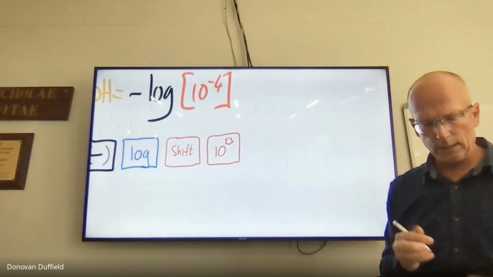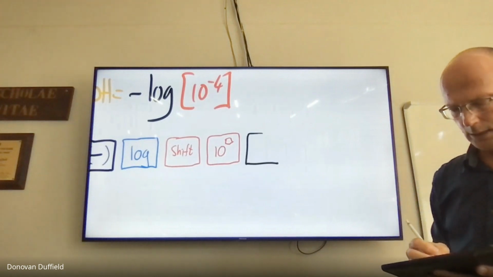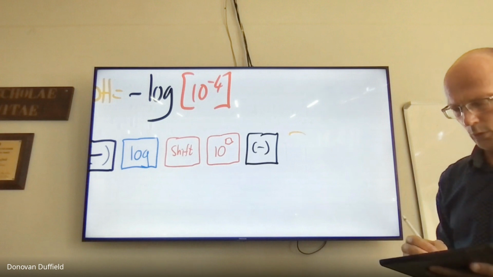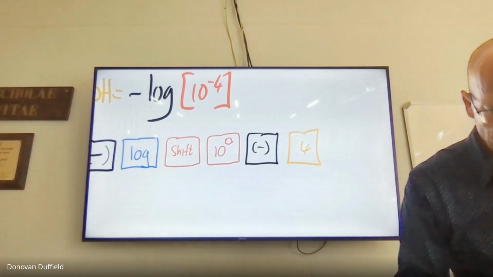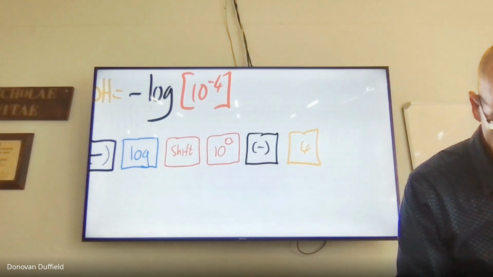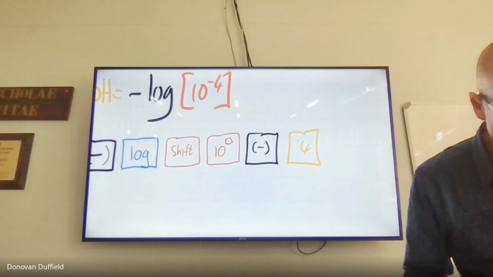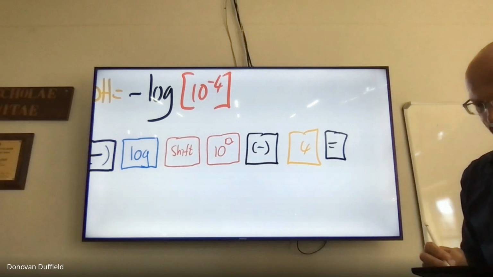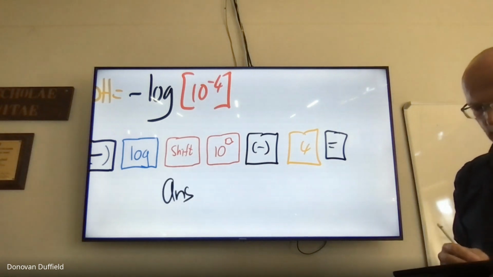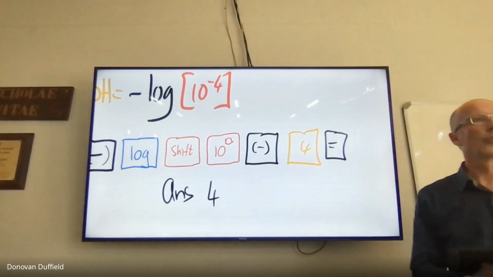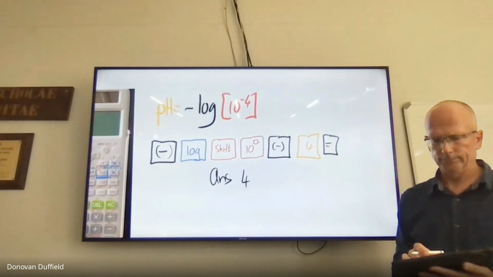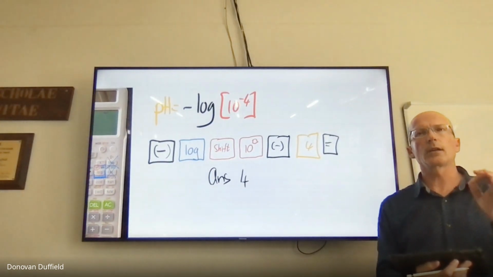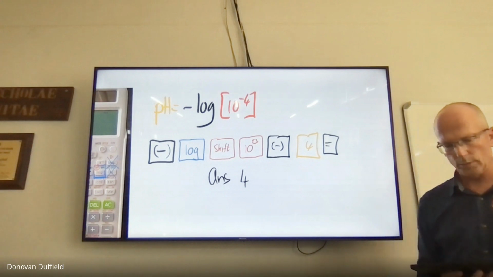Okay, and that means we go back and we put in the negative 4, all right, to negative 4. Okay, and equals. And what does it give us? Answer is 4. Okay. All right. So you have the calculators in order to work this out.